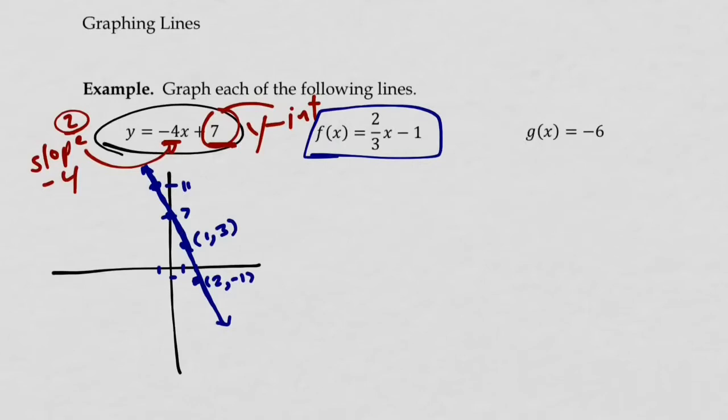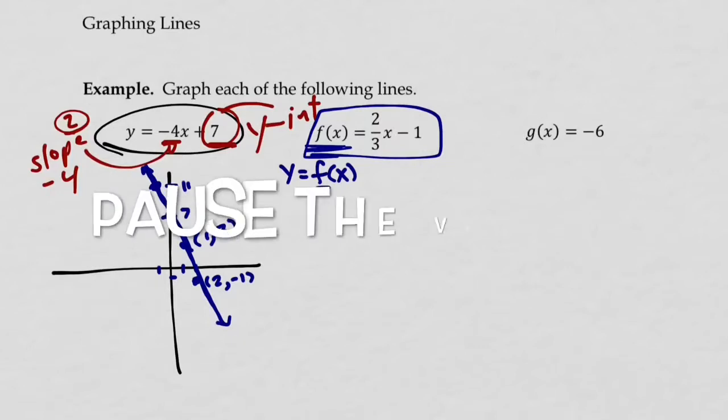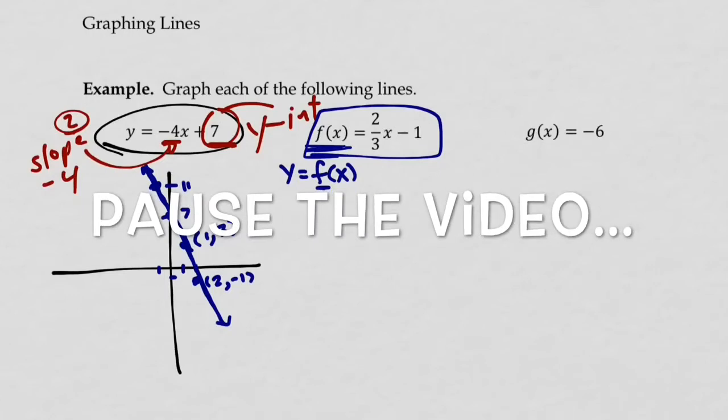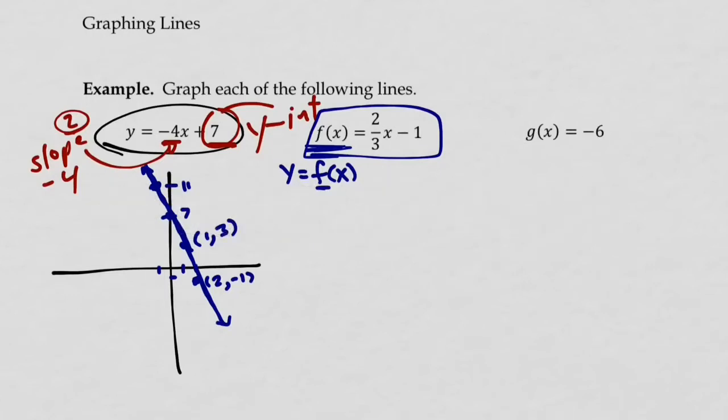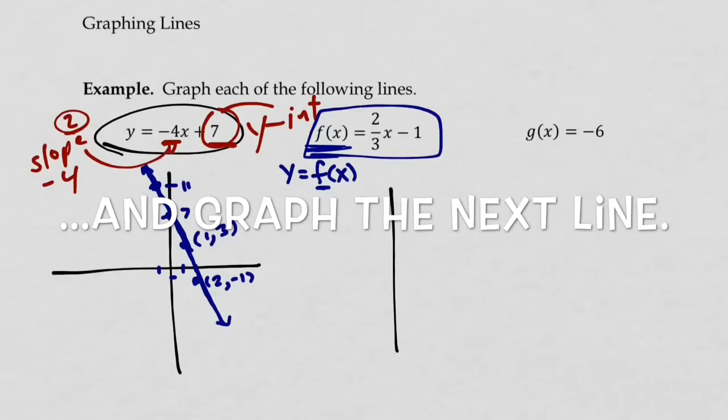Again, it's a linear equation, but it's using this function notation. So f of x is really just representing the y values, where f represents the name of the function and x is the input variable. But we can graph in pretty much the same way. Again, you might want to pause the video for a moment and create a graph on your own, and then I'll show the answer in just a moment.